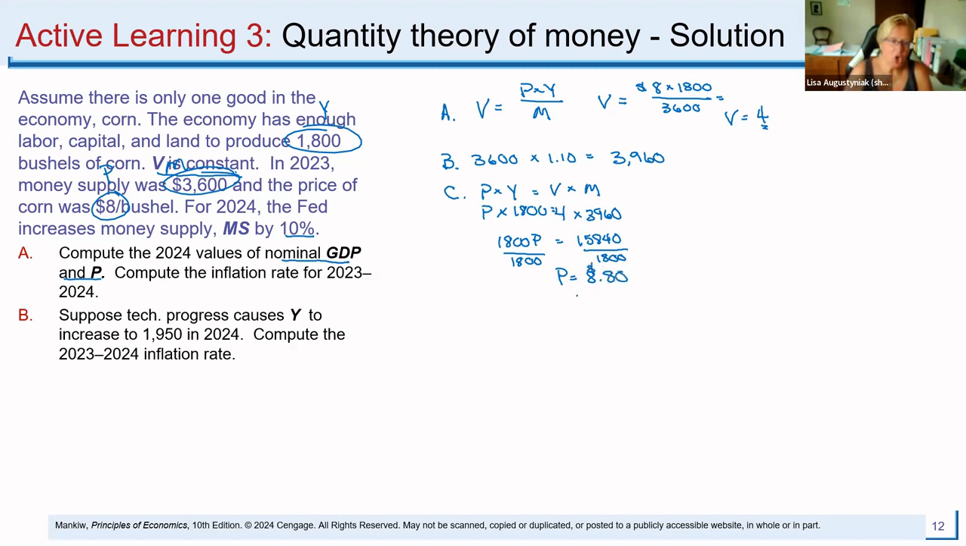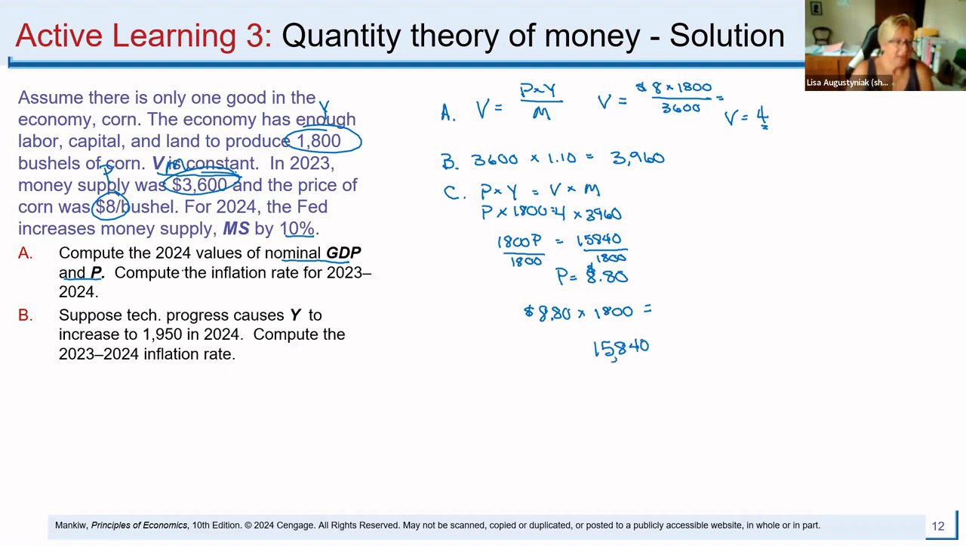Okay, if we want to know our new nominal GDP, that's going to be $8.80 times 1,800. So our new nominal GDP, I don't think I did this, but I'll do it now. 8.8 times 1,800 is going to be, again, 15,840.